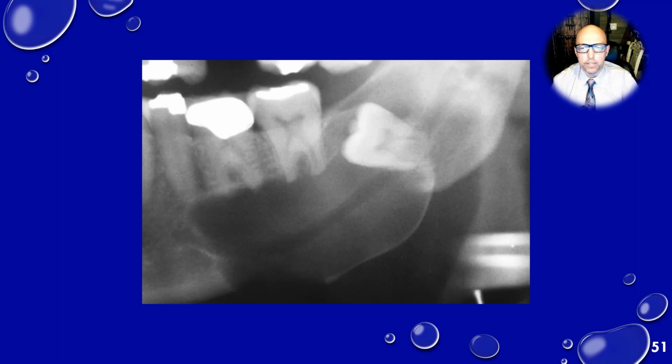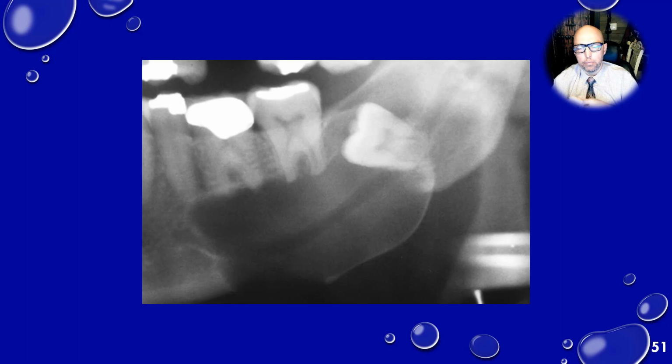Can you describe the lesion? Think of your lesion acronym, location. Well, you can describe the location. It's inferior to the first and second molar in the mandibular body. Looks like it may be associated with this impacted third molar.